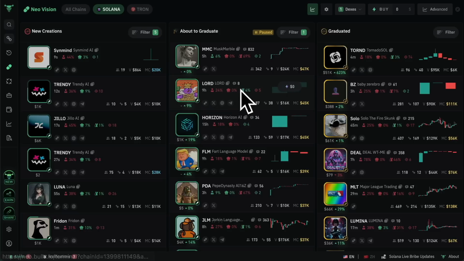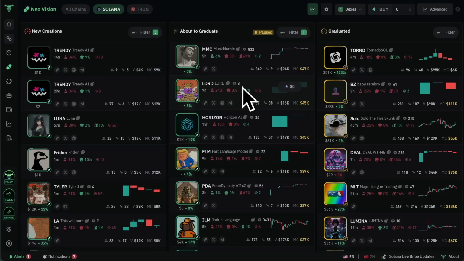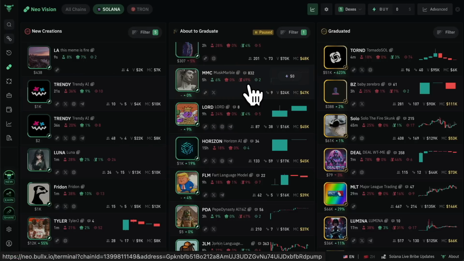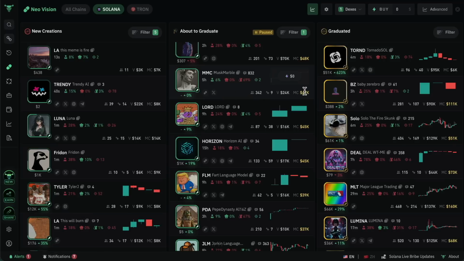There's another number here with the rat sign. That's an insider wallet holding. You don't want that to be too high. For example, this one is 69%, which is very high. So very likely this is a scam. And also, interestingly, have a look at this at 47k market cap.